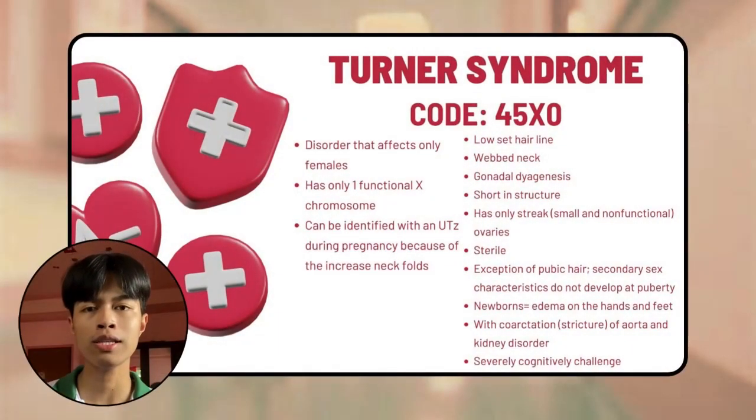So next, I'll be discussing Turner syndrome, code 45X0. It is a genetic disorder that affects only females. It occurs when a female is partially or completely missing an X chromosome. Most people have two sex chromosomes, XX or XY, but in Turner syndrome, there is a deficiency of one X chromosome. For clinical manifestations: low set hairline, web neck, short stature, absence of pubic hair, and secondary sex characteristics do not develop at puberty. For newborns: edema on the hands and feet, coarctation of the aorta, kidney disorder, and severe cognitive challenge.